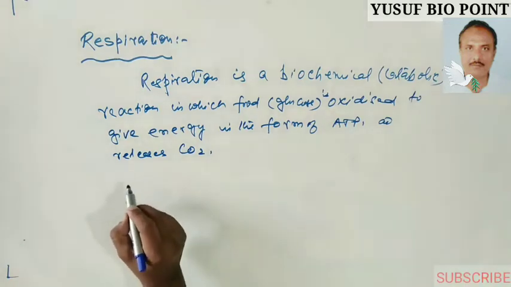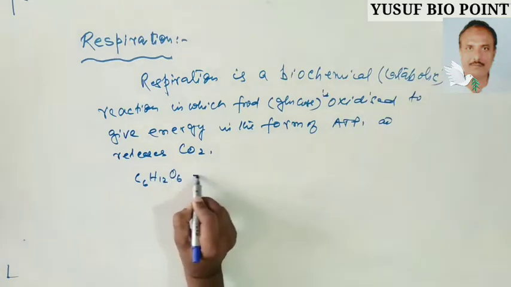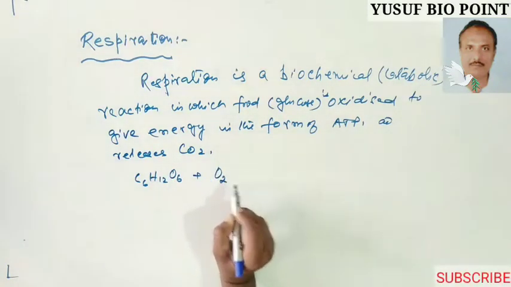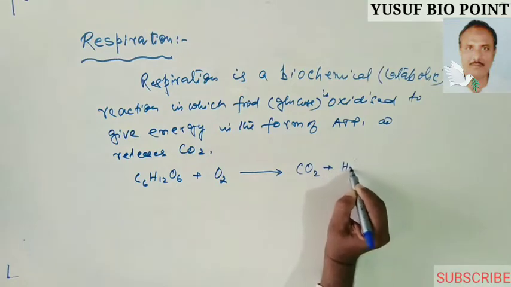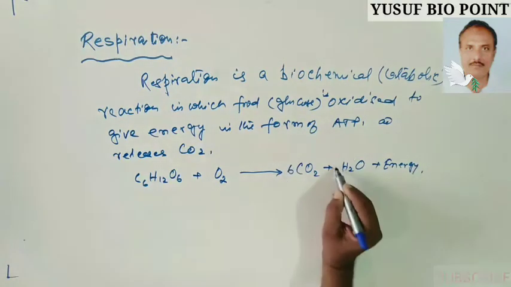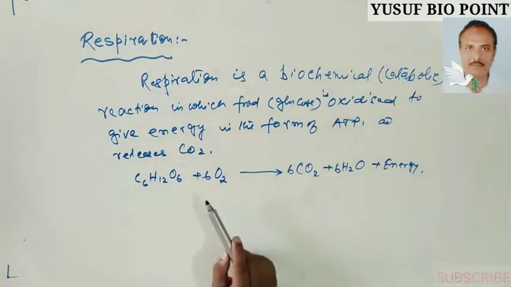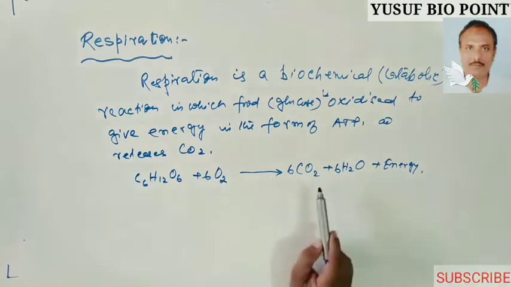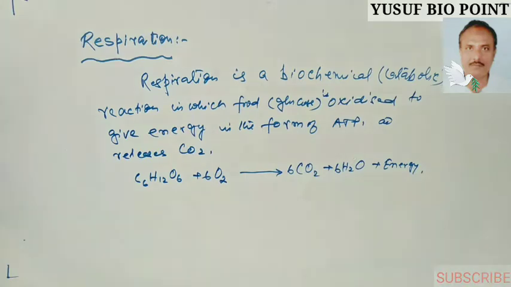The equation we may write is glucose, C6H12O6, oxidized, that is combined with oxygen, gives CO2 plus H2O plus energy: C6H12O6 plus 6 O2 gives 6 CO2 plus 6 H2O plus energy. The CO2 is eliminated. So respiration is a vital process, and for any living thing it is essential.